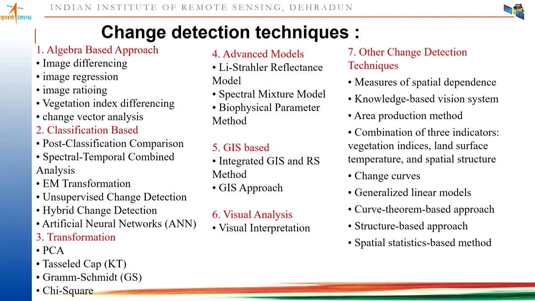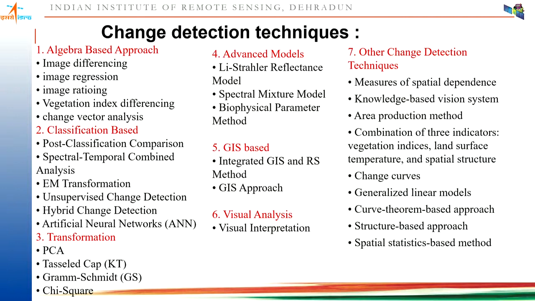Now this brightness value comparison can be direct DN comparison, it can be based on image regression, it can be based on image ratios also. You calculate band ratio of the pre-event image and band ratio of the post-event image and then compare. Similarly, vegetation indices are also a band ratio only, so you can calculate NDVI for the first date image, NDVI for the second date image, and that also comes under algebra based approaches. Then another is change vector analysis also. I'll be explaining a few of these algorithms.